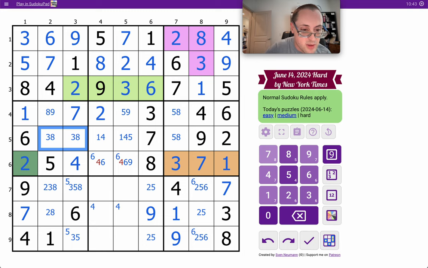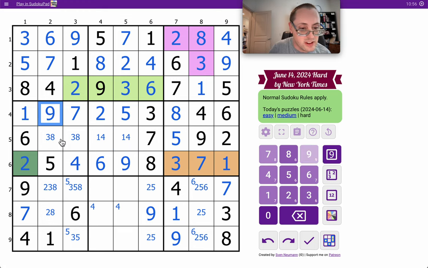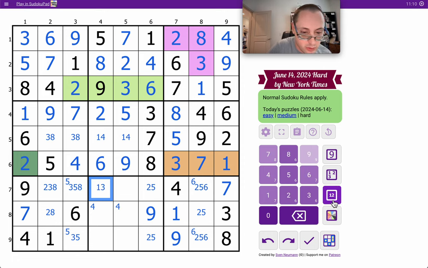Let's see. 3-8 pair on row 5 places the 5 on row 5, which places the 8 in column 7. 6, 9, that's a 5. This can't be 8, which places the 9 on row 4, and row 4 is done. Okay, I should have enough to be away at this point. Theoretically. Okay, these are 1, 3, 4, 7, and this has to be 1 or 3. It can't be anything else. But that's actually the 4.